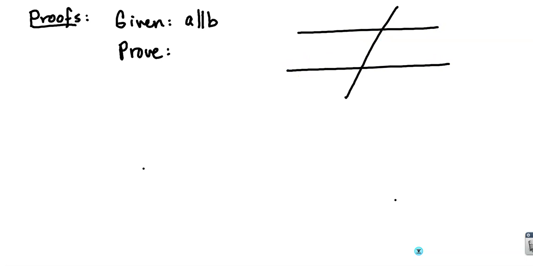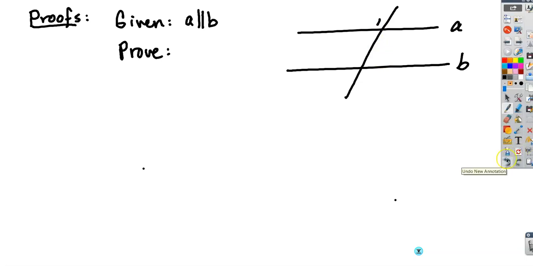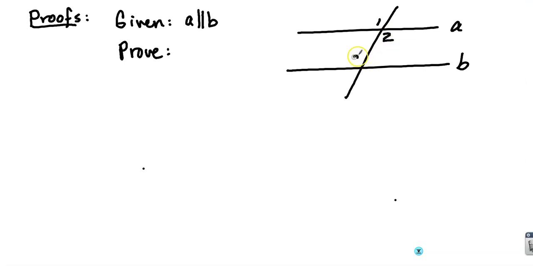I'm going to label some things on my figure, A, B, and I'll do 1, 2, actually, let me do this. I'll do 1, 2, 3. There, I like that. Okay. So you're going to prove alternate interiors, which would be 2 and 3. We're going to prove that those two things are equal. You guys already know from what we've been studying that if the lines are parallel, that should be true, but you're actually going to prove it.